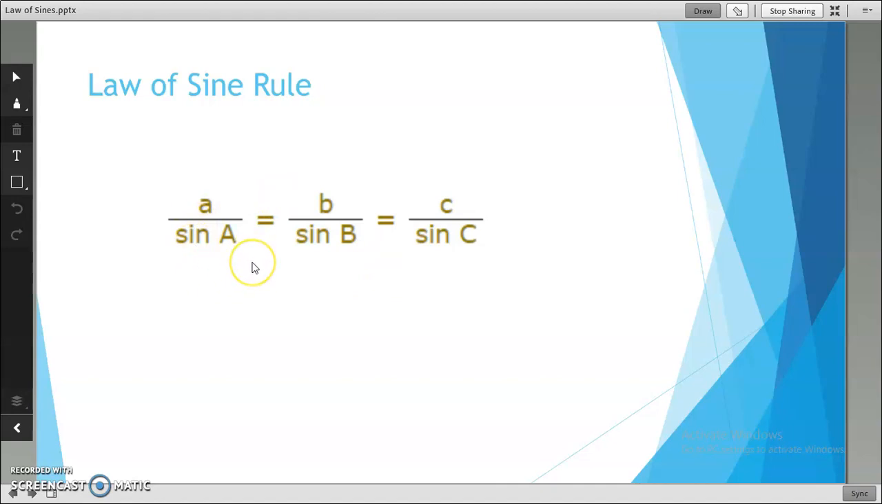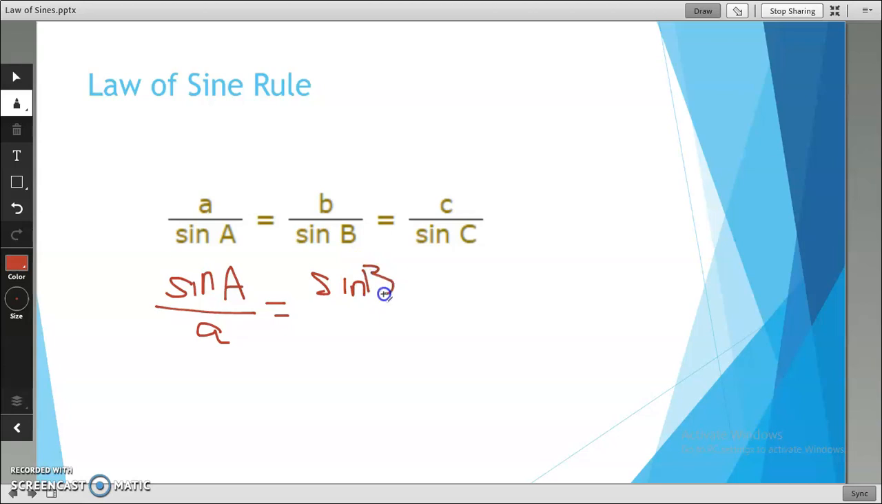I regularly flip these equations around. So this is also valid. I can have sine, and the uppercase A stands for the angle A, over side a equals sine B over b and sine C over c.